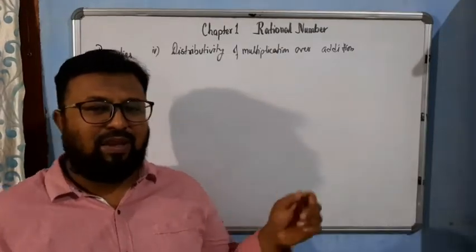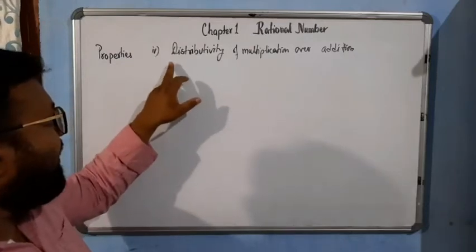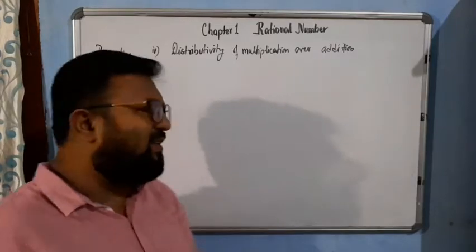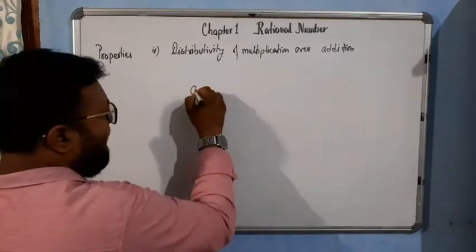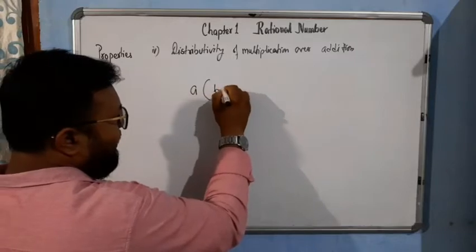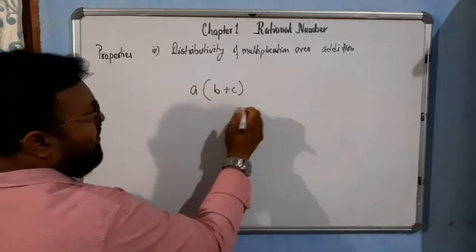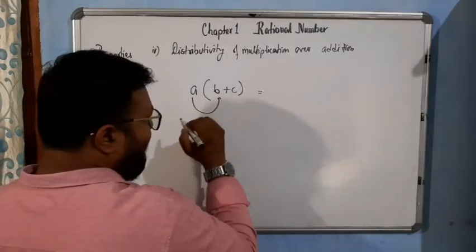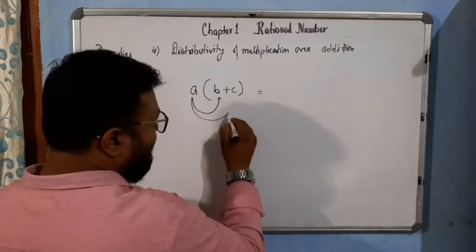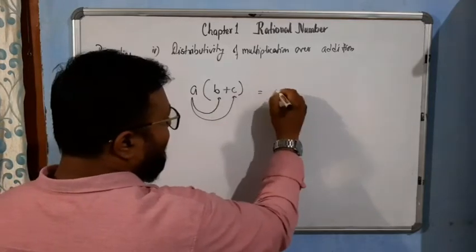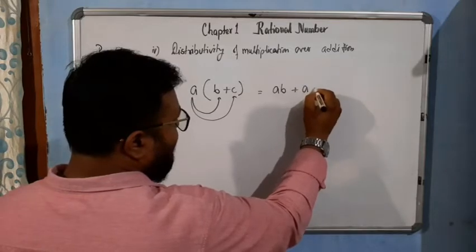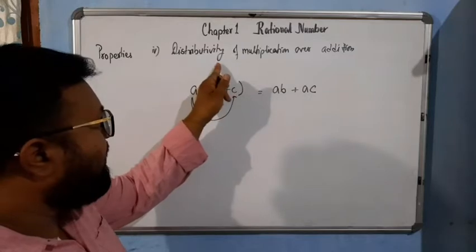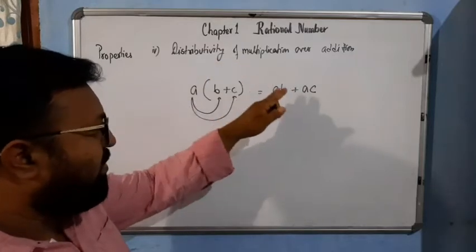Now our next topic is the property distributivity of multiplication over addition. For example, let's take an example A is multiplied by B plus C. How we will write this one? First we will try to multiply A with B, then there is an addition sign, and then we will try to multiply A with C. So A into B plus A into C. In this way we will write. So this is the distributive property of multiplication over addition.